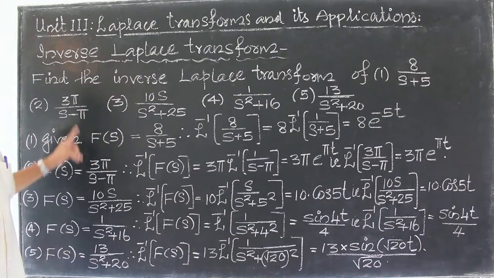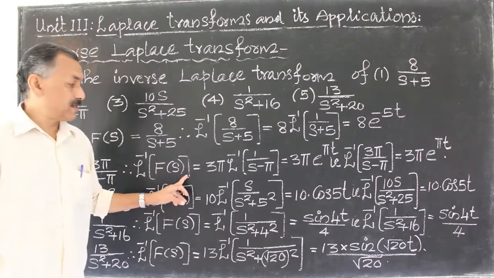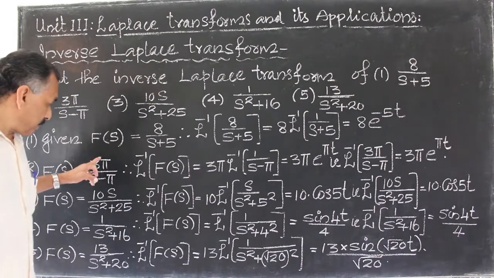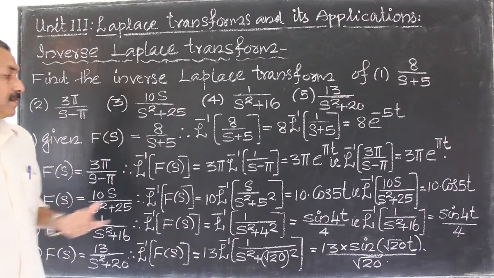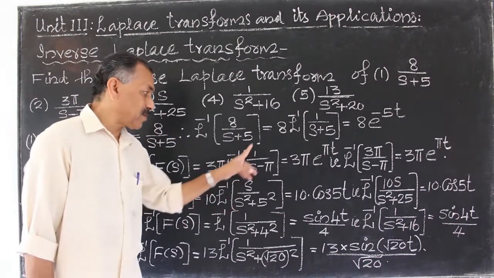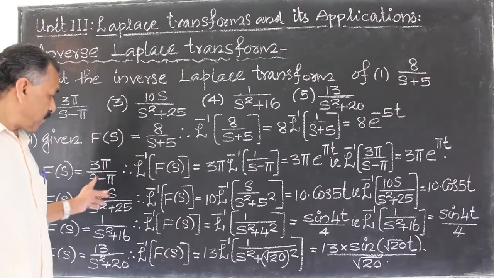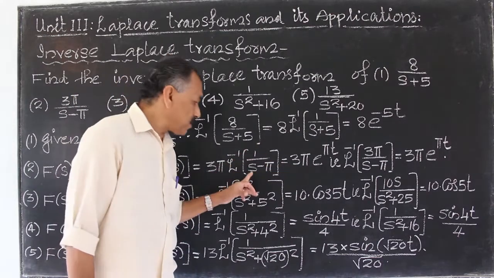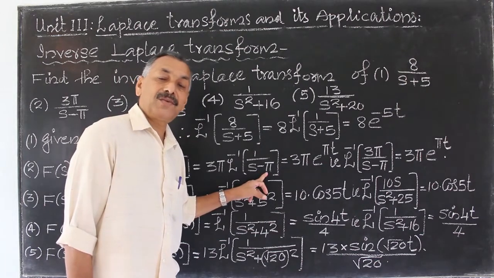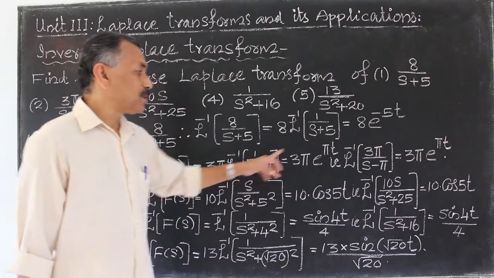Similarly, second question. Given f of s is equal to 3 pi divided by s minus pi. L inverse of f of s is equal to L inverse of 3 pi divided by s minus pi. Take the constant 3 pi outside. That is equal to 3 pi into L inverse of 1 divided by s minus pi, which is 3 pi into L inverse of 1 divided by s minus a. What is the inverse of 1 divided by s minus a? It is e raised to at. Here it is e raised to pi t.